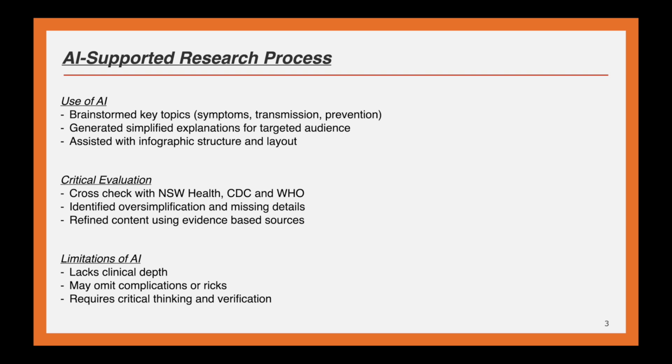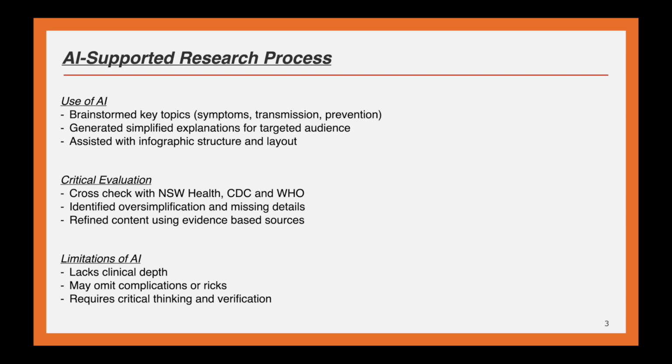For example, AI initially described pertussis as a highly contagious respiratory infection, spread through coughing and close contact. While this provided a useful starting point, it lacked depth, mainly in relation to symptom progression, duration of illness, and potential complications. To ensure accuracy, all AI-generated content was critically evaluated using reputable sources, including New South Wales Health, the Centres for Disease Control and Prevention, and the World Health Organization.